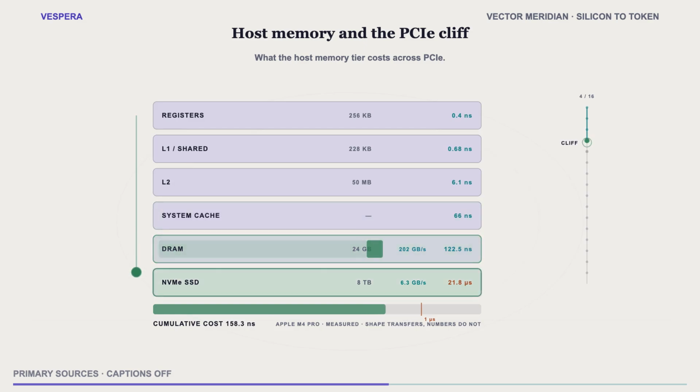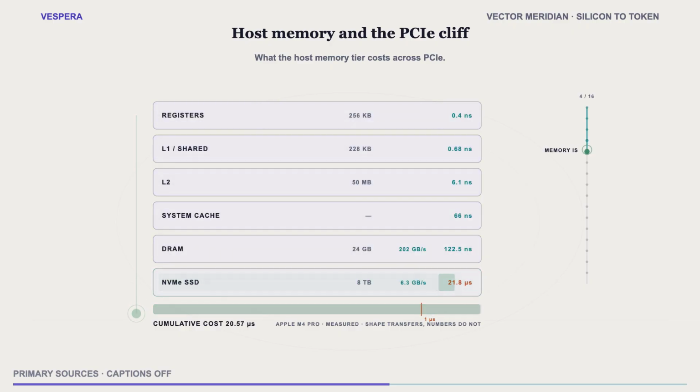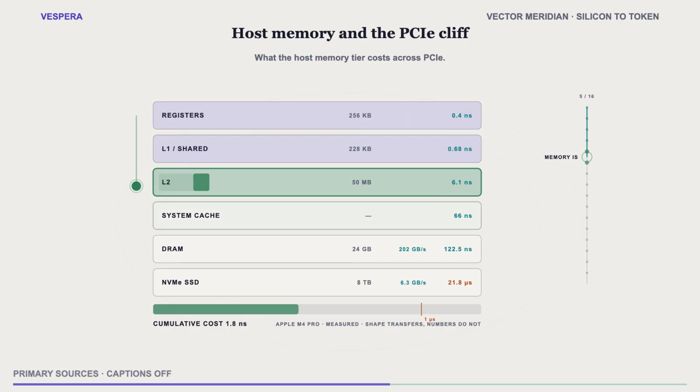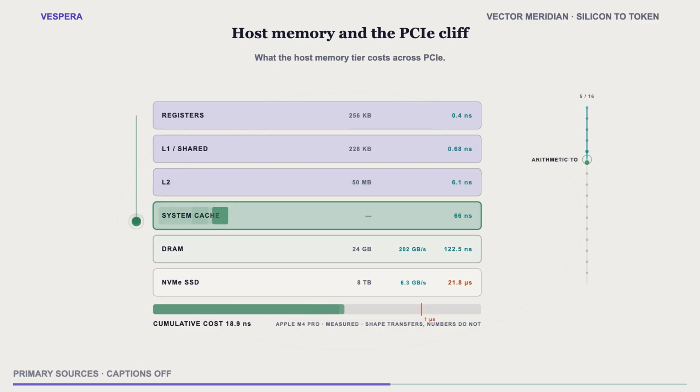This is why "the model does not fit in VRAM" is such a hard wall. The next tier out is 26 times narrower. Spilling a hot tensor to host memory is not a graceful degradation. It is a cliff, and the same reasoning as the SSD beat applies. It works if the access is predictable and there is arithmetic to hide behind, and it is catastrophic otherwise.